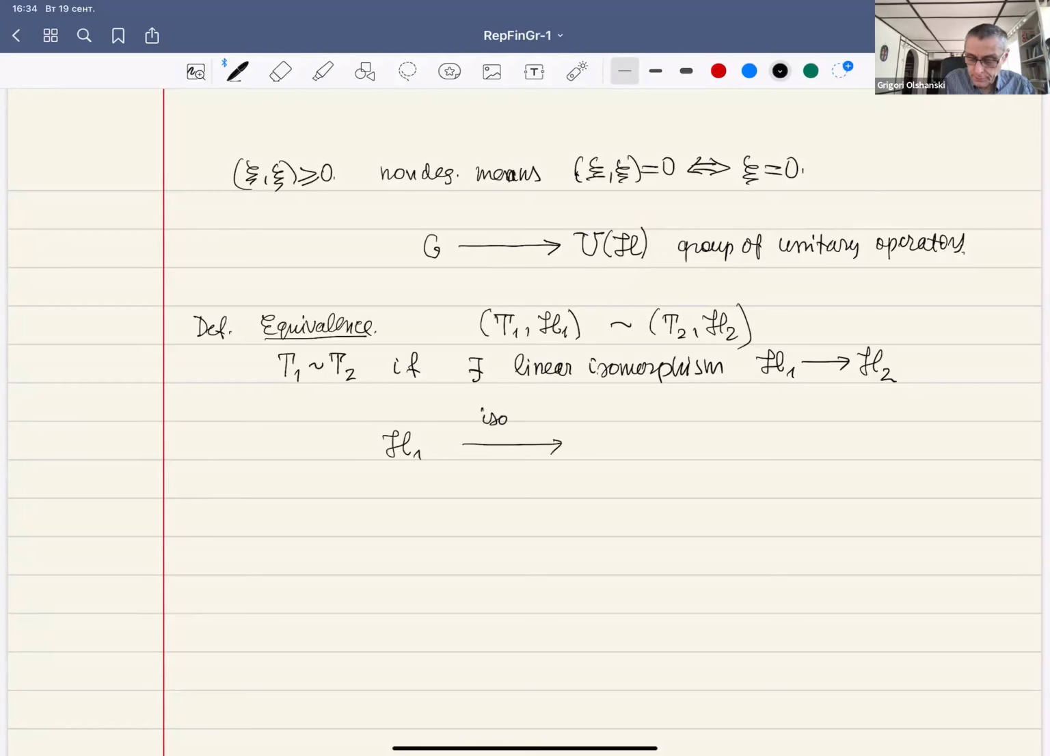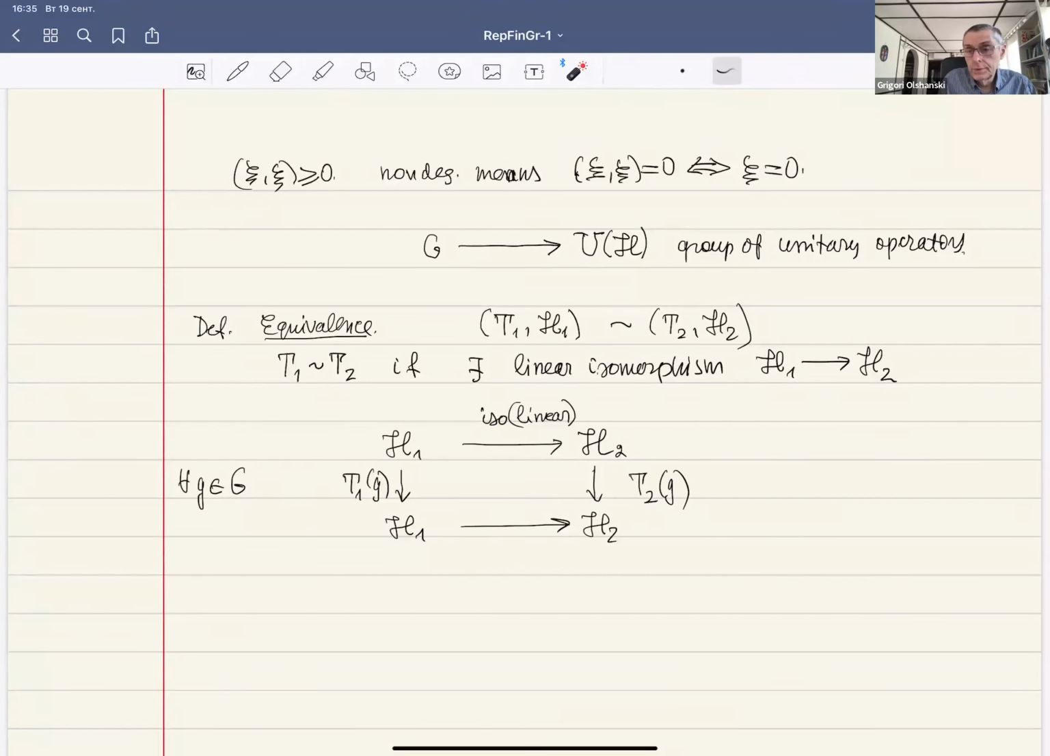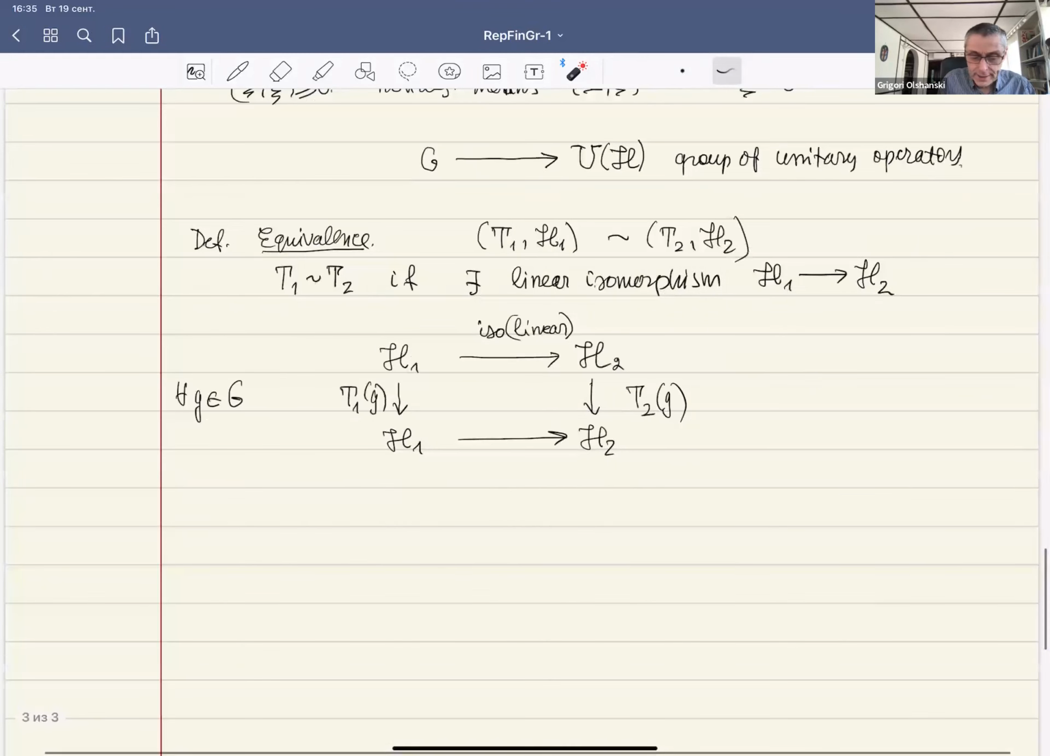So this is an isomorphism, linear. And for any g, small g, in our group, we have an operator T1 of g and T2 of g. And the condition is that this diagram must be commutative. So this is, I believe, quite clear.